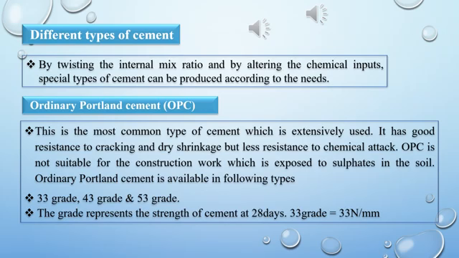By twisting the internal mixture ratio and by altering the chemical inputs, special types of cement can be produced according to the needs. Students, it means the production of cement depends upon our need. If we alter the chemical inputs, then we will have a different type of cement. So the first type of that cement is ordinary Portland cement, which is pronounced as OPC.